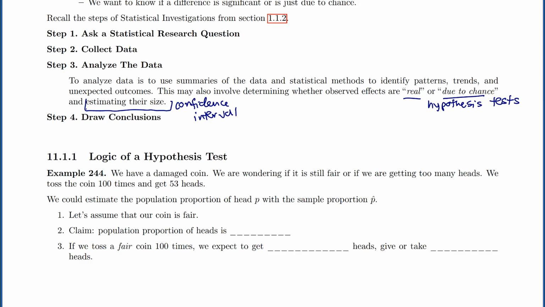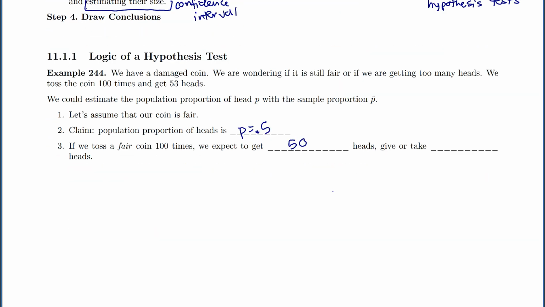So we can estimate the population proportion of heads, P, with our sample proportion, P hat. Let's assume that our coin is fair. So if the coin was fair, we could claim that the population proportion of heads is P equals 0.5. Now, if we were to toss a fair coin, so we are assuming now that the coin was fair, we would expect to get, if we do it 100 times, about 50 heads, give or take what?